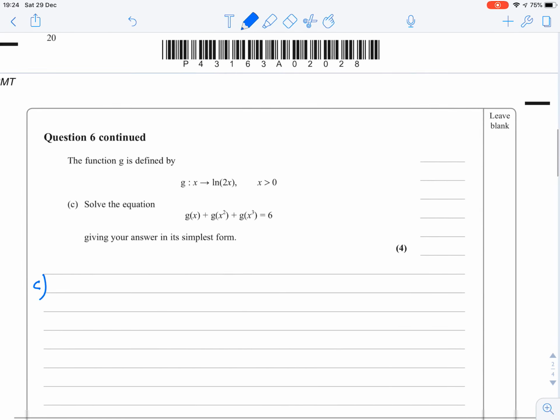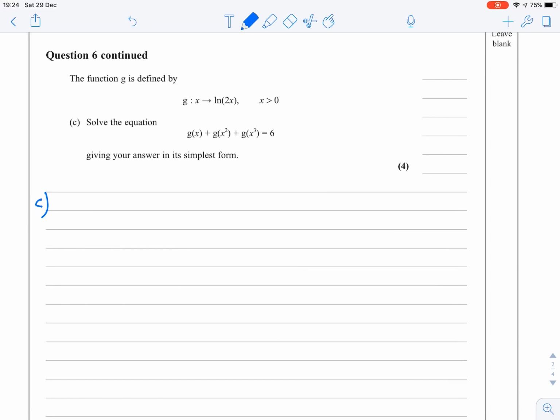Moving on now to part C. The function g is defined by g takes x to the log of 2x, for x is positive. Solve the equation g(x) plus g(x squared) plus g(x cubed) equals 6. So we can say, first of all, g(x) is log of 2x, plus g of x squared will be the log of 2x squared, because we're simply replacing the x by the x squared. And likewise the third one, this will be the log of 2x cubed.